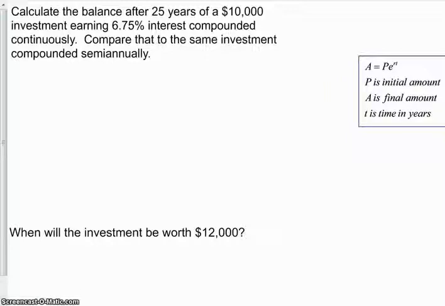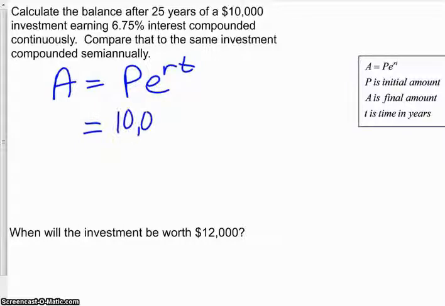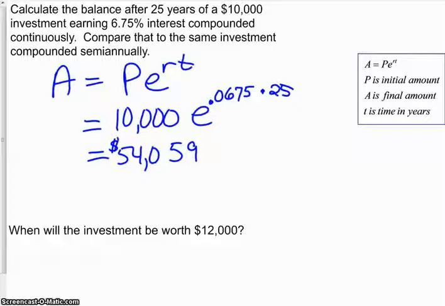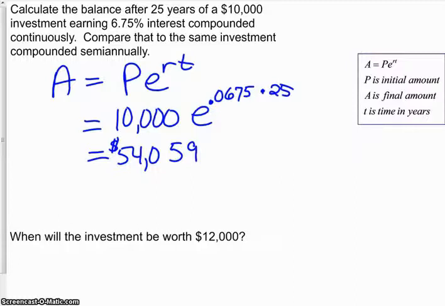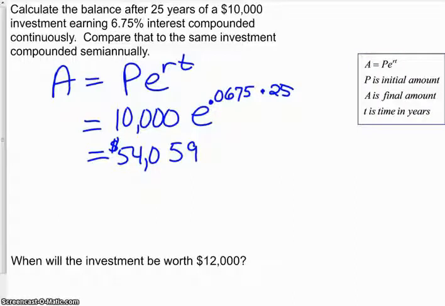So we're going to start here with what we know. We have our formula that the amount of money you have is the principal times e to the rate times the time. This is when it's compounded continuously. Our principal here is our initial money that we add in, our $10,000. We have our e. Our rate has to be in decimal, and this is probably one of the most common mistakes I see, people forget to put that into decimal. And then our years is 25. When we multiply that out, we get $54,059.